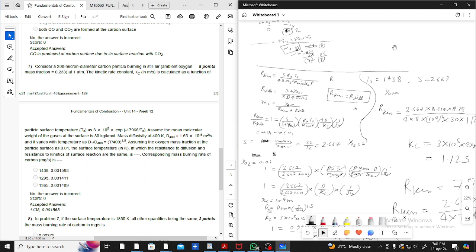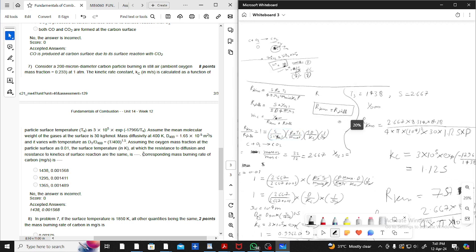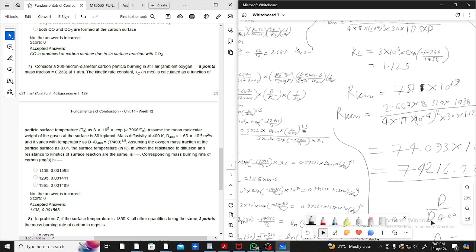Sir, what is Y O2 infinity? No, that is a mistake. Assume that the oxygen mass fraction at the particle surface is 0.001. So Y O2 at the surface is given. This is Y O2 at the surface. So Y O2 at infinity is the ambient mass fraction. This is 0.233. Yes, you take 0.233.